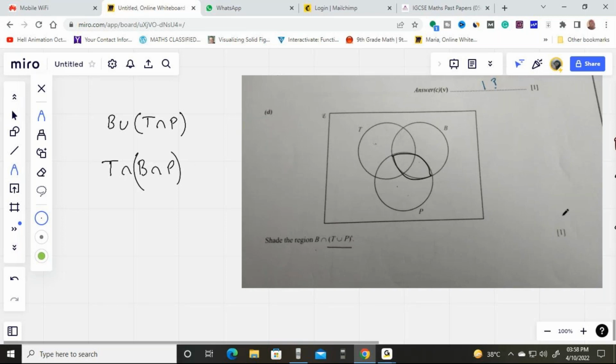You don't need to do it like this, T intersection B. Just find your B intersection P. You can't do this multiplication thing here. There's an intersection sign, so you can't split it up. You can't expand this. You can't do expansion in your set notation.